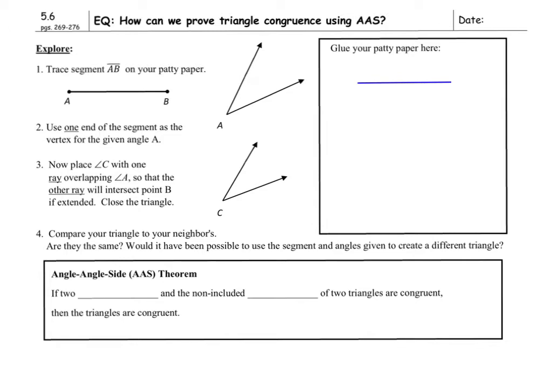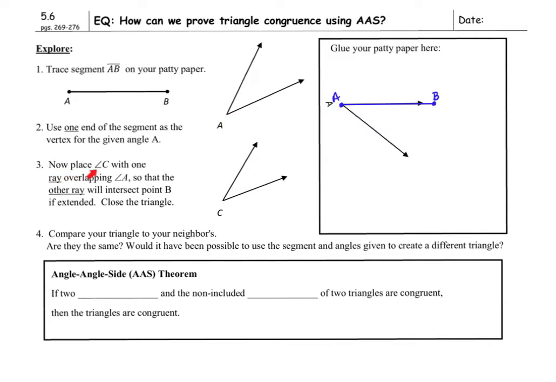Next, we're going to use one end of the segment as the vertex for the given angle A. So this is angle A. We're going to use one end of the segment for this vertex. So this was my point A from the segment, and then this is vertex A. So what I'm going to do is just move the angle up so the endpoint of my vertex A is the same as the vertex here for this angle.